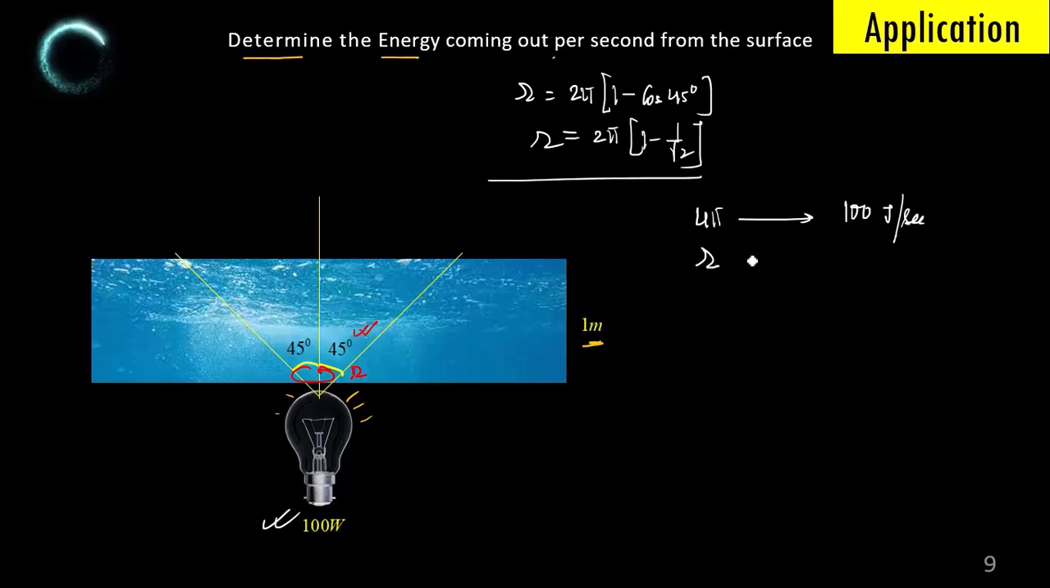So from this solid angle, what is the energy that is coming out? That will be your answer. So that should be equal to 50 into 1 minus 1 by root 2 joule per second. Okay. So these are very simple approaches where you have to apply the concept of solid angle.